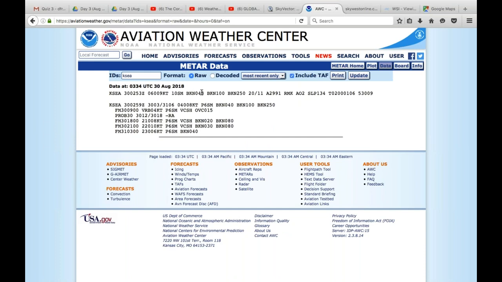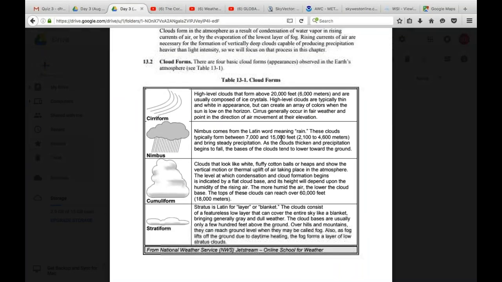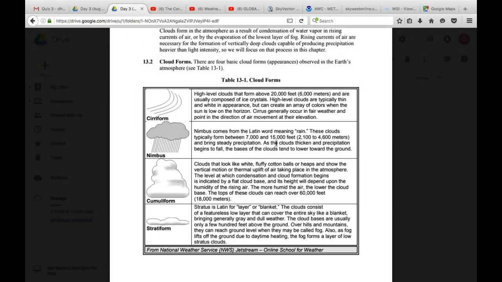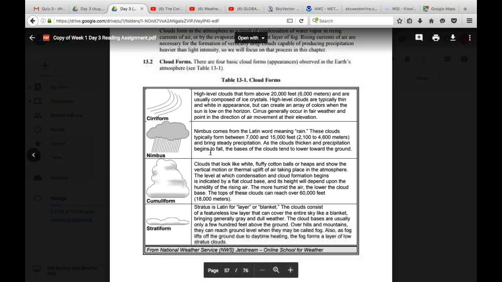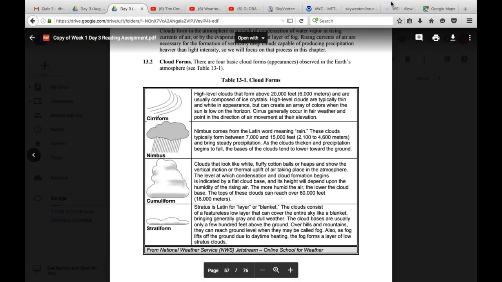When we're looking at 4,000 feet, and this is a broken layer, so this is going to be covering most of the sky. We're looking at probably this Nimbus layer, just to be pretty low. As clouds thicken and precipitation begins to fall, you're probably looking at more of a Nimbus layer with that lower layer.